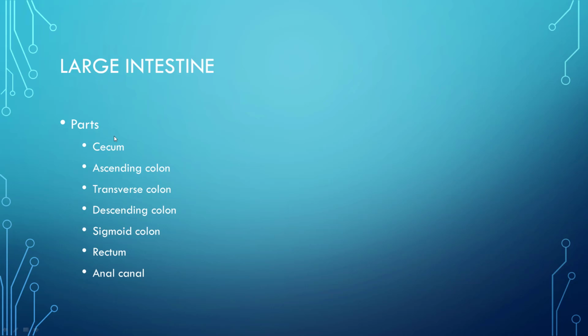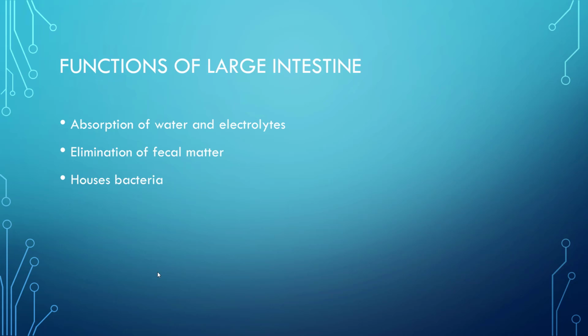The large intestine, many different parts of the large intestine. The first part, the closest to the ileum of the small intestine, we have the cecum. Then we have the ascending colon, the transverse colon, the descending colon, the sigmoid colon, the rectum, and then the anal canal. So those various features that you'll find.